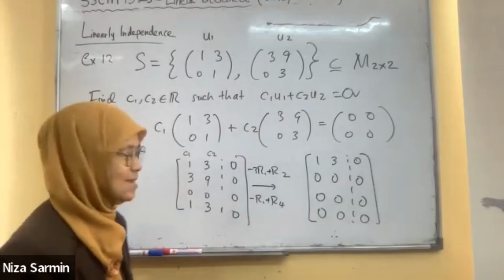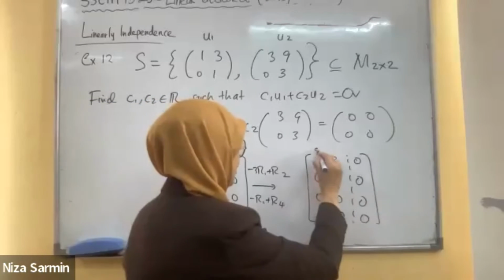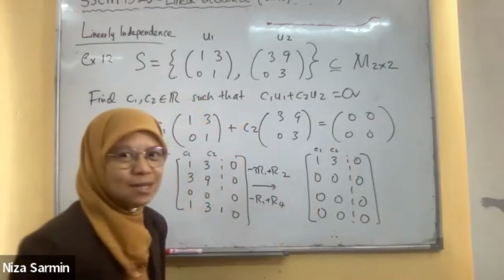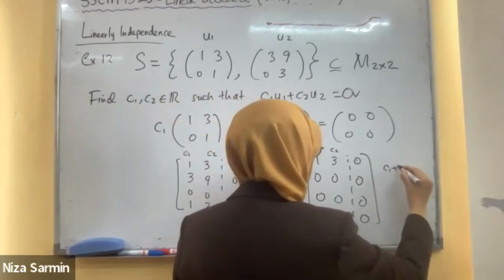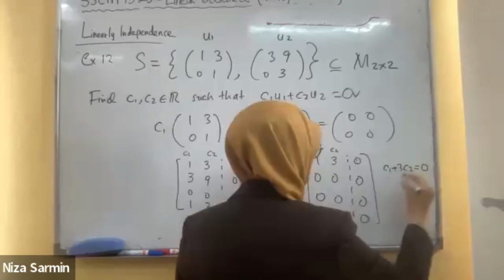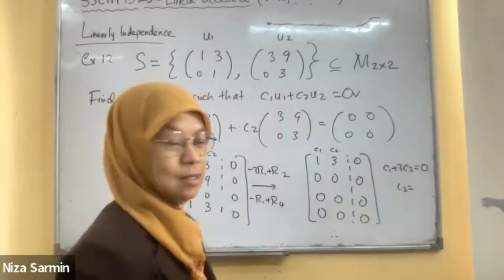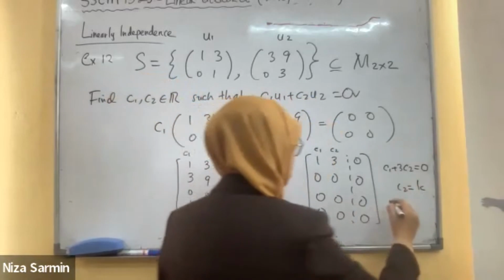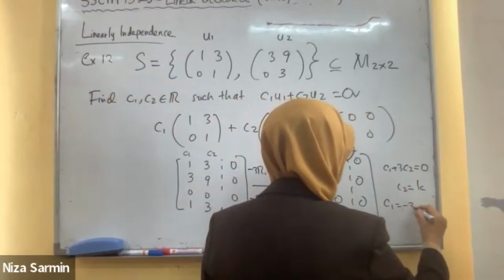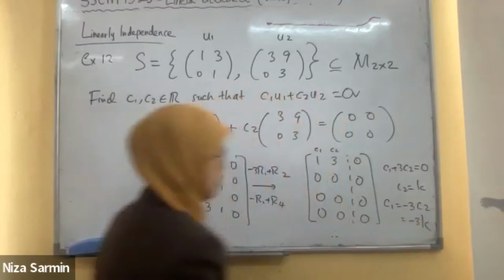What happened? They're all 0. So this is C1, C2. Don't forget chapter 2. So you get C1 plus 3 C2 is 0. C2 is free. So you can write C1 is negative 3, C2 which is negative 3K, K.